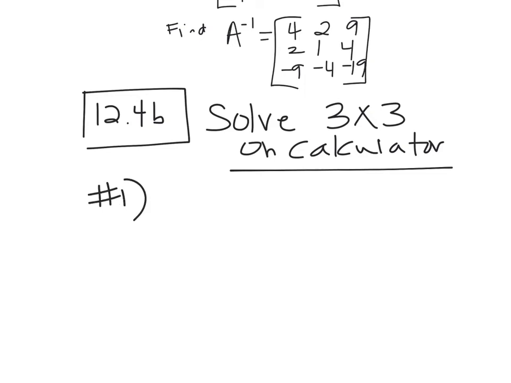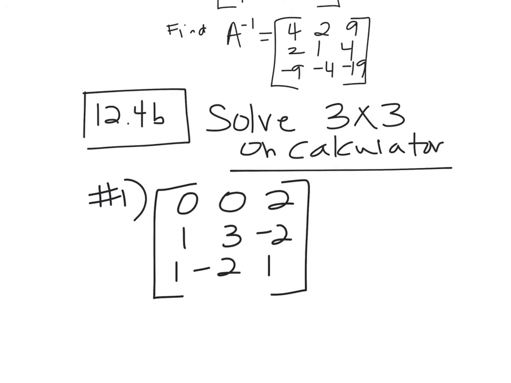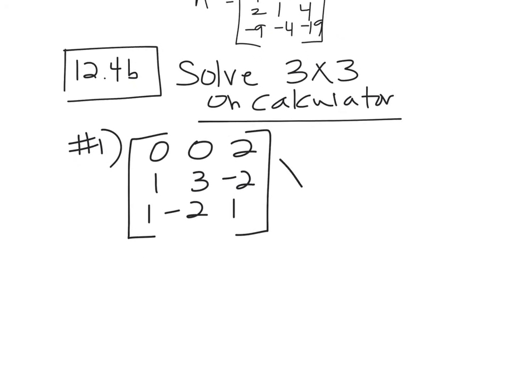Number one, we're going to go 0, 0, 2, 1, 3, negative 2, 1, negative 2, 1, okay? And then this is times x equals 6, negative 11, 8.